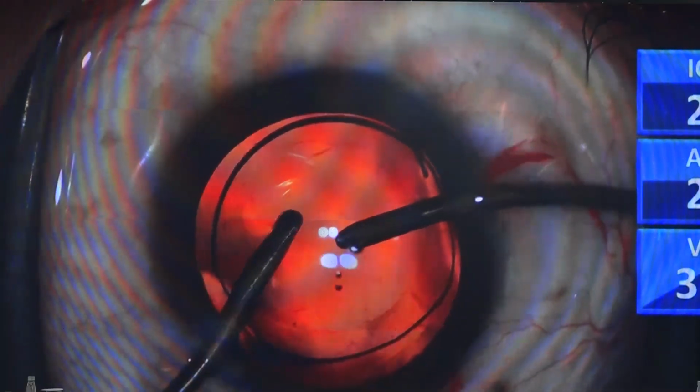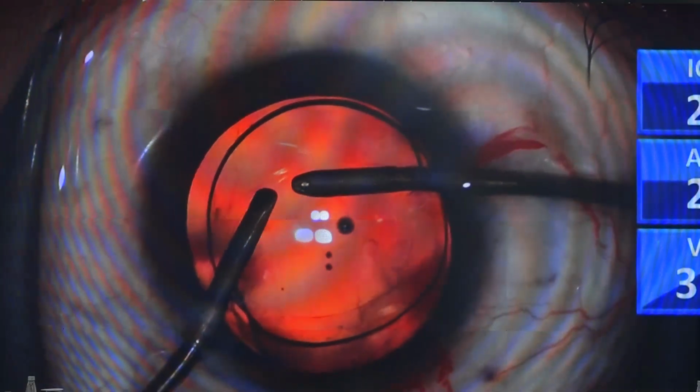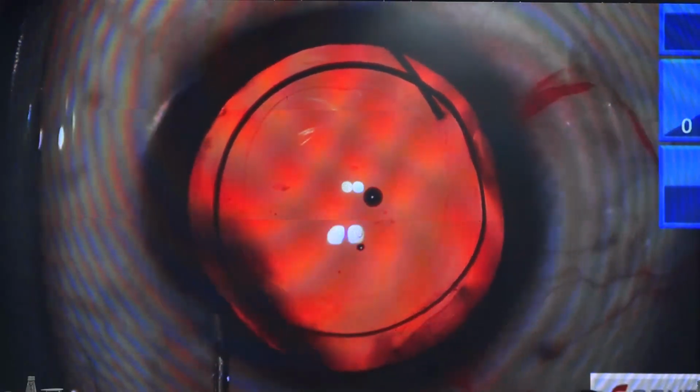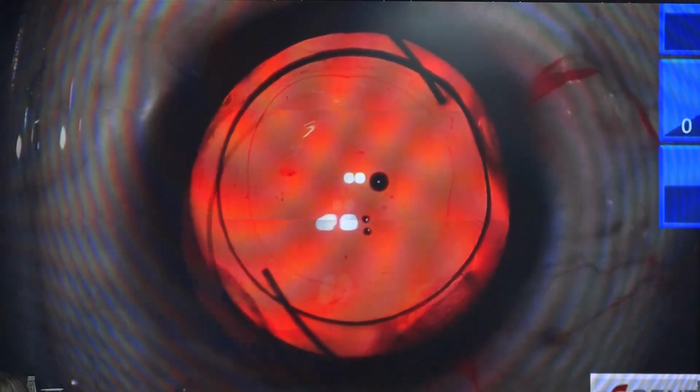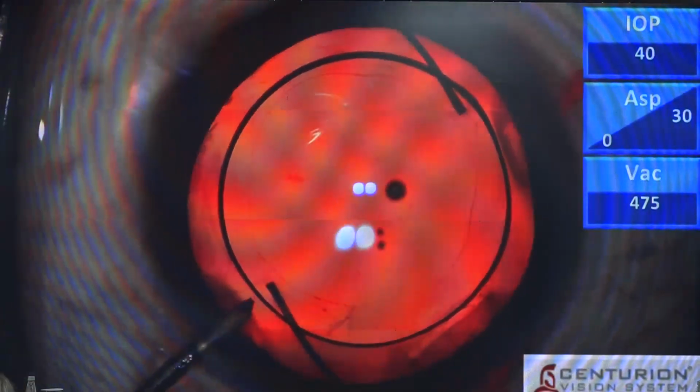Remove every morsel of viscoelastic because viscoelastic behind the lens might contribute to PCO and also a refractive surprise.